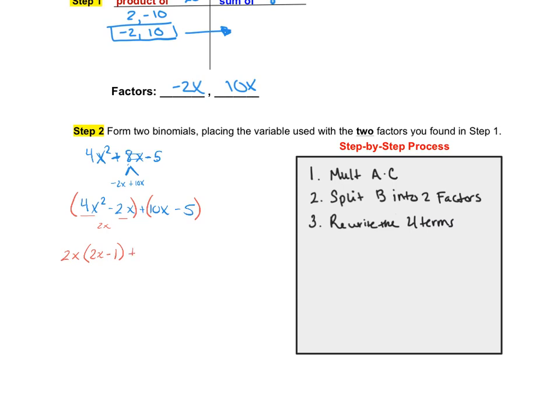Plus, now I'm going to take something out of the next group. What can I divide out of both of these? Looks like I can divide a 5 out of both of them. 10x divided by 5 is 2x. Oops, I forgot to put the 5 outside. And negative 5 divided by 5 is negative 1. Okay, so I did have twins. That's what we like when that happens. So I write my GCF in one group, 2x plus 5, and 2x minus 1 in the next. And that's my final answer. If I FOIL that, it'll take me back to the 4x squared plus 8x minus 5.